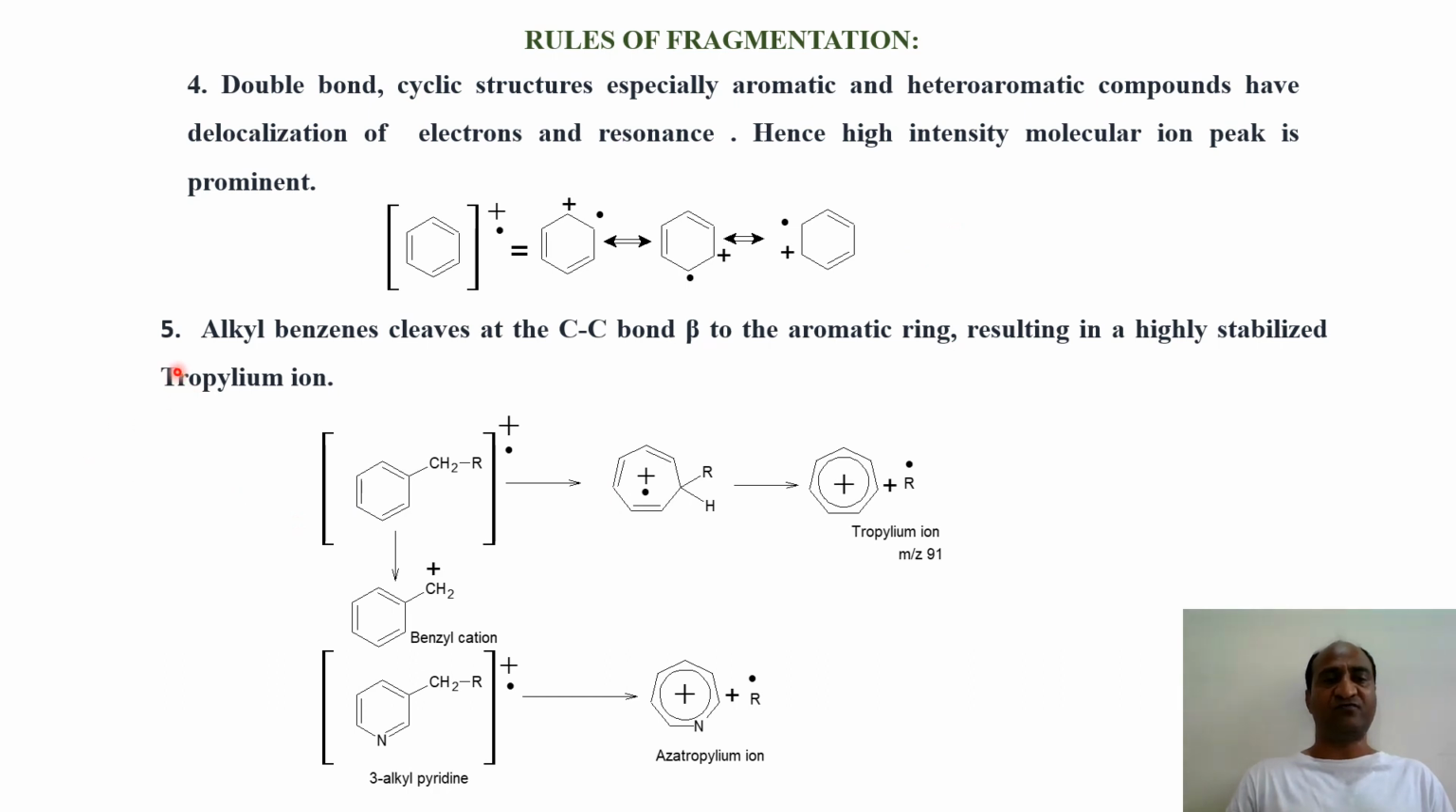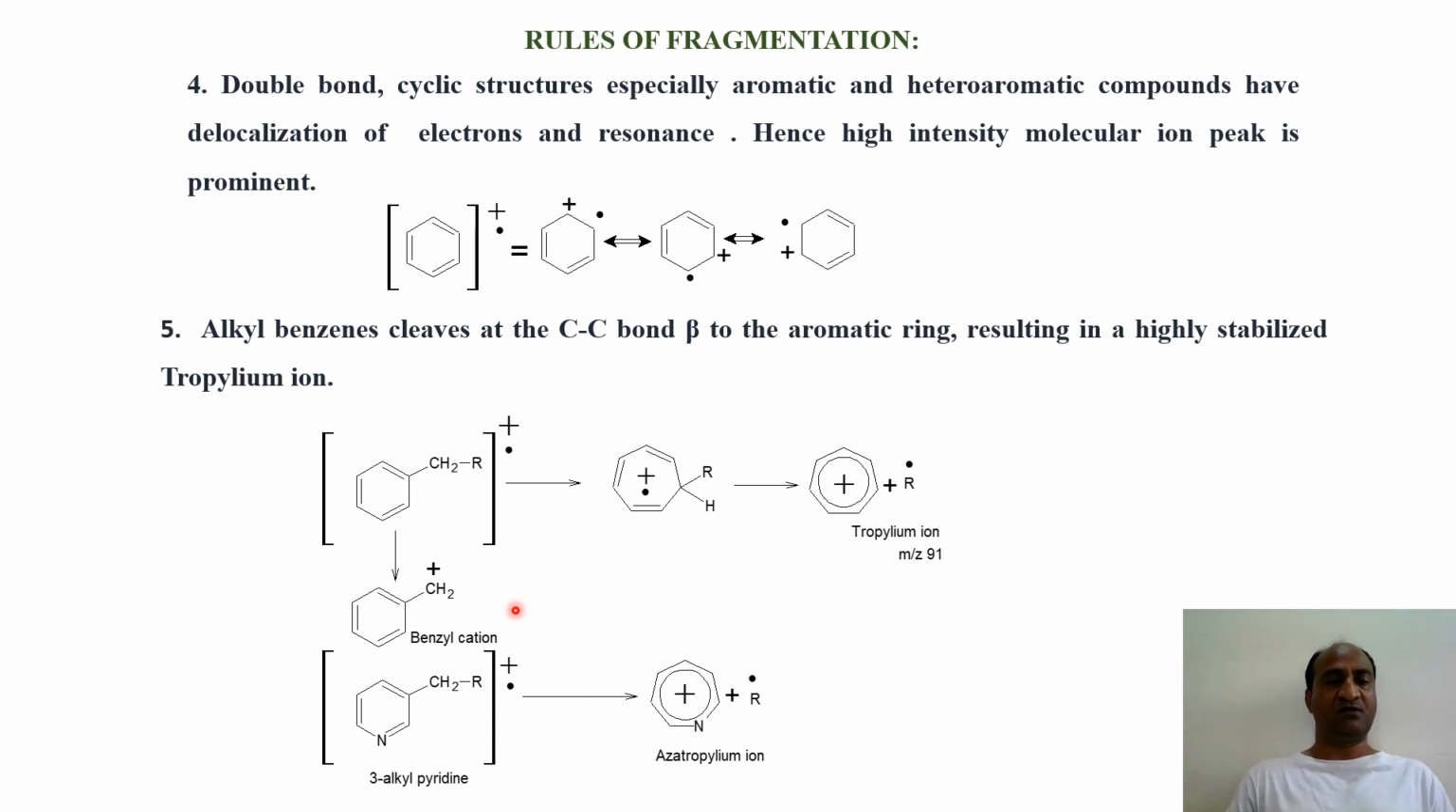Then rule number 5 of fragmentation states that whenever there is an alkyl benzene, there is a cleavage of the carbon-carbon bond beta to the aromatic ring, and this leads to the more stable propylium ion. So here you can see this is a benzene CH2R. From this carbon center of the benzene aromatic ring, this CH2 is alpha and this R is beta. So in between this there is a cleavage. So you will get a CH2 plus benzene, that is a benzyl cation, which has a mass by charge of 91.